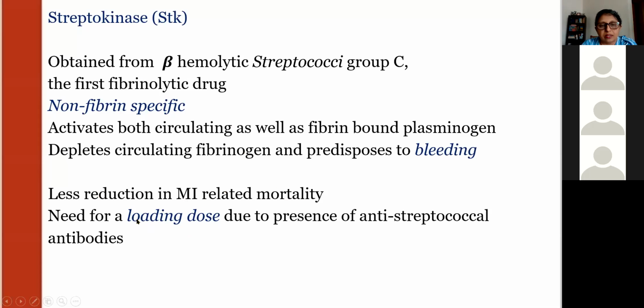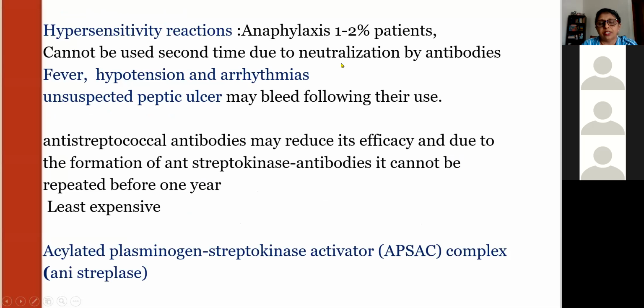Another thing, it also needs a loading dose. Because it is obtained from beta hemolytic streptococci, anti-streptococcal antibodies will be formed. Because of that, we need a loading dose also. Now, which are the adverse effects? Hypersensitivity reactions can occur. And it cannot be used a second time because of neutralization by antibodies. So we have to wait for some time, then only we can use it.